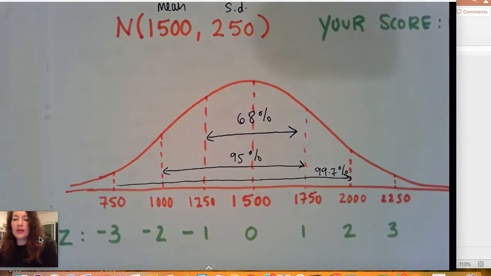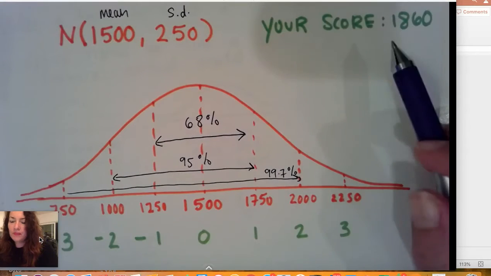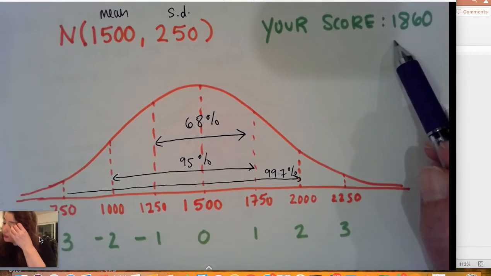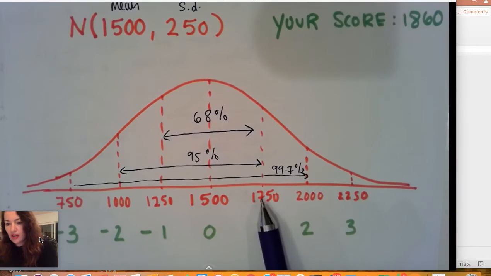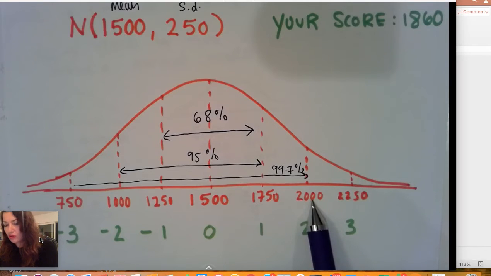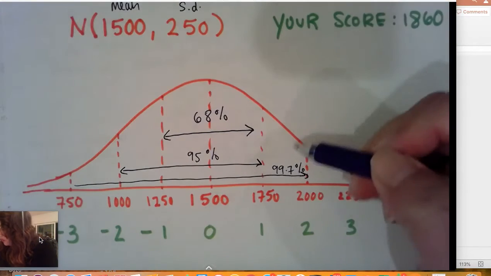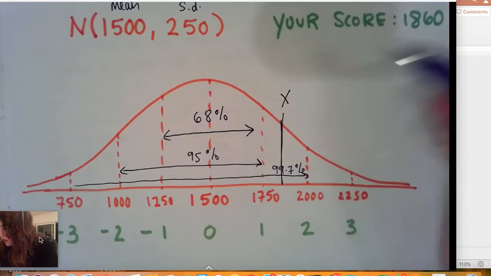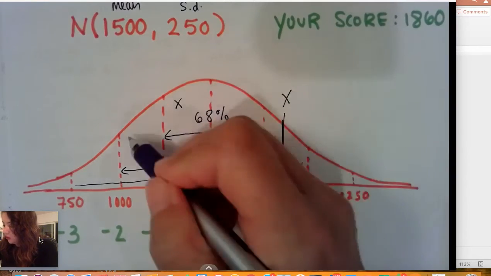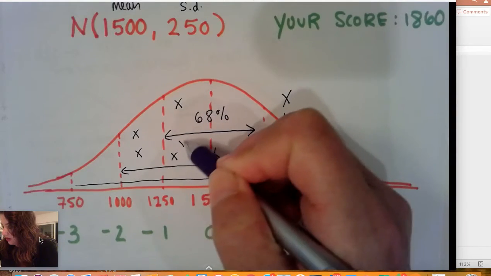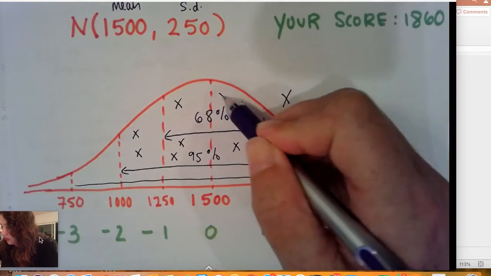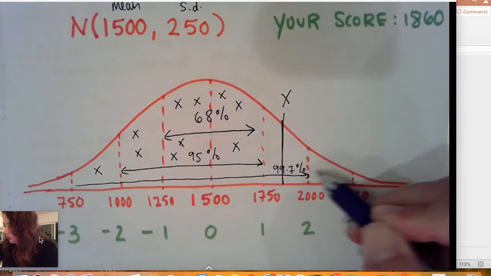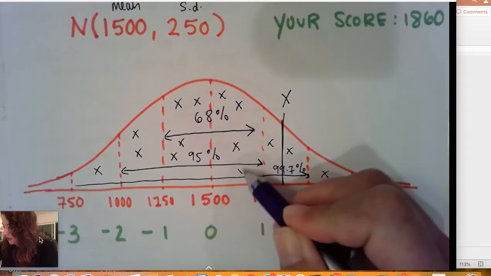All right, but in this question, we want to know what would our z-score be if it was 1860? Well, where would 1860 fall on this graph? So we can clearly see that 1860 is somewhere between 1750 and 2000. So our score is somewhere, my score or your score, whatever you want to call it, is somewhere here. Okay, so this is the X we want. Now, keep in mind there are all these scores of individuals. So everywhere in this normal model is someone's score. And we have all these scores of the population.